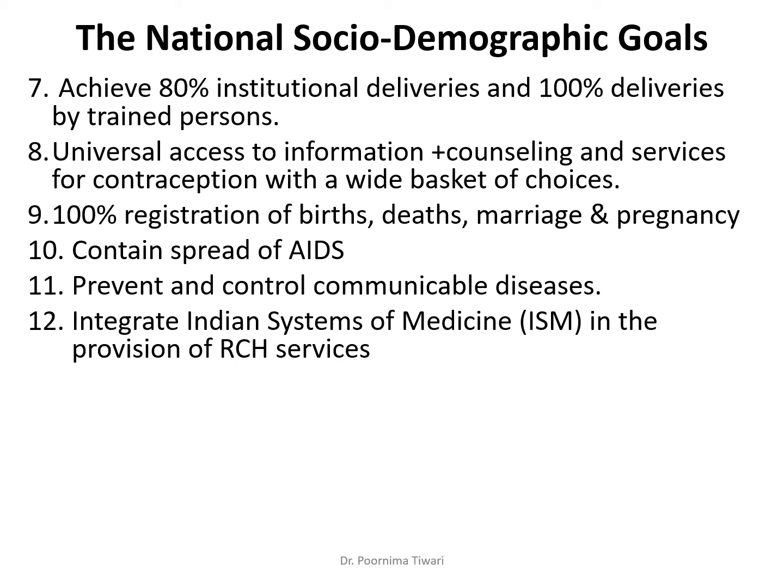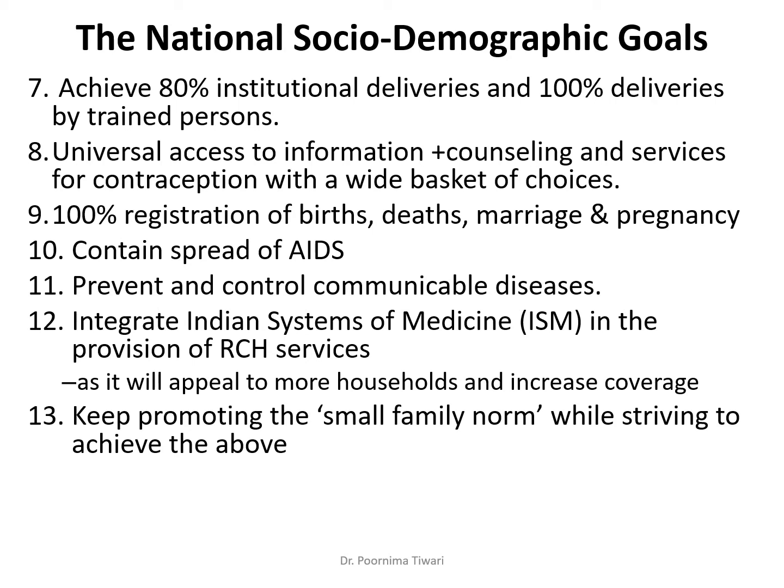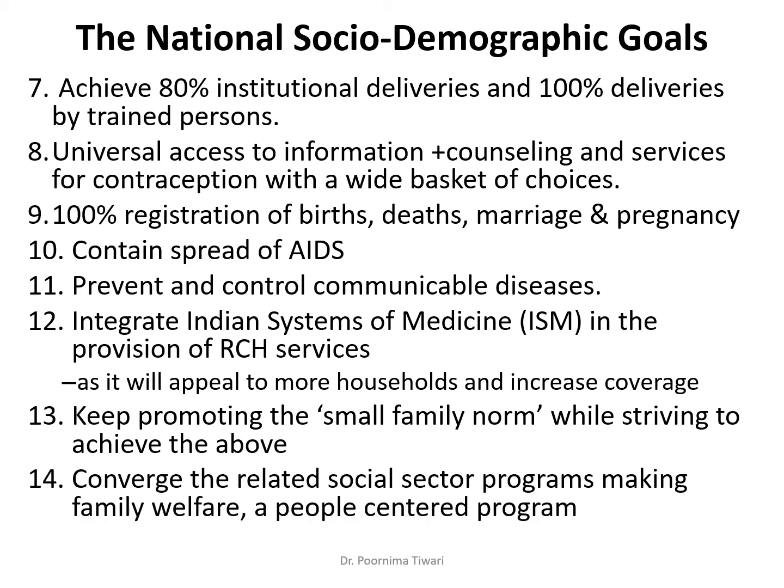Integrating indigenous systems of medicine in the provision of reproductive and child health services so as to increase the access to medical systems, and many rural households have more faith in indigenous systems of medicine of India. So including them in provision of reproductive and child health services, including contraceptive also. 13th goal is to keep promoting the small family norm while doing all the above. So if we are doing all the above to improve the general health of the population so as to decrease the urge to have higher number of children, simultaneously keep promoting a small family as we are achieving the above.